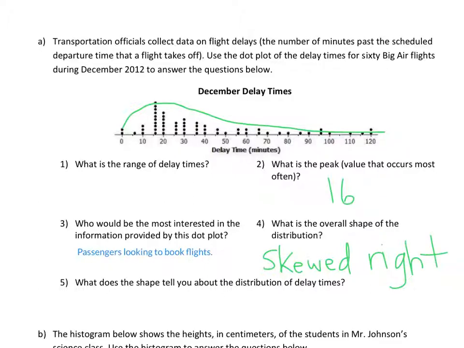And what does the shape tell you about the distribution of delay times? So if we take a look at this one more time, we've got our delay time in minutes. So yes, we do have some that were delayed 120 minutes or 2 hours, but most of our data is around here in the lower range. So we can say that most of our delay times are pretty short.